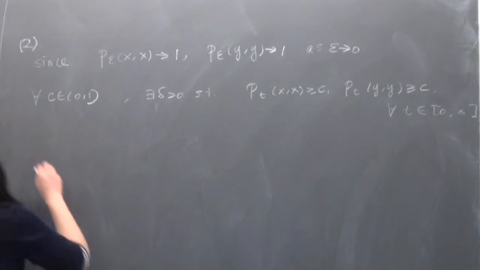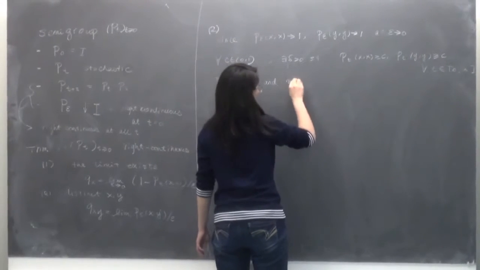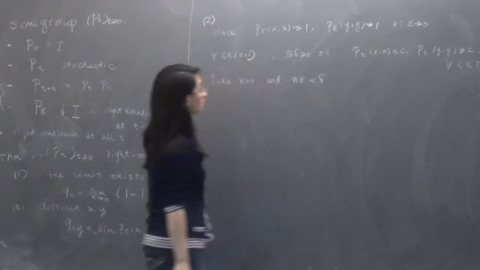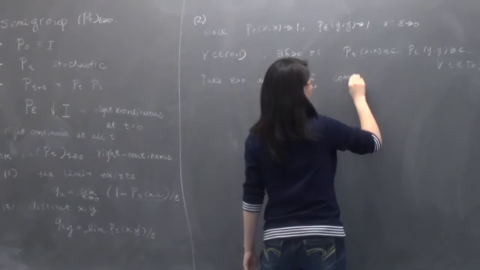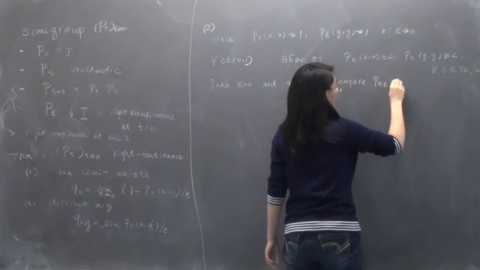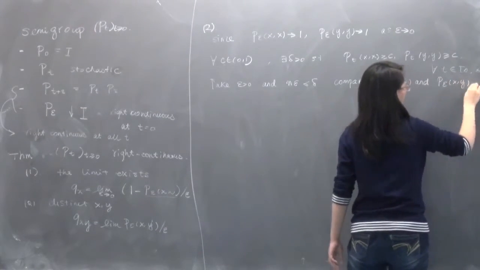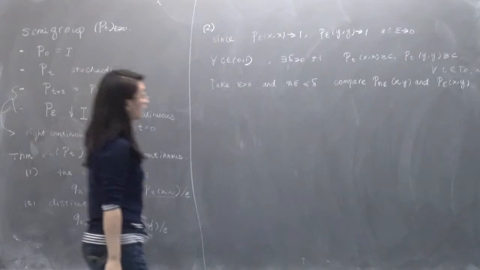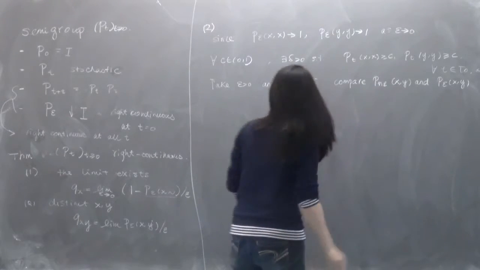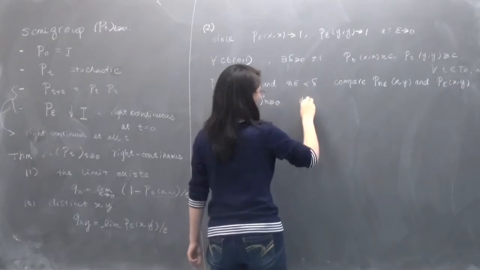And then what we do is we will take epsilon positive that is very small, such that n times epsilon is still less than delta. So n times epsilon is still in our interval. And we want to compare p_{n epsilon}(x,y) and p_epsilon(x,y). So here what we mean is, suppose X_n is a discrete time Markov chain.